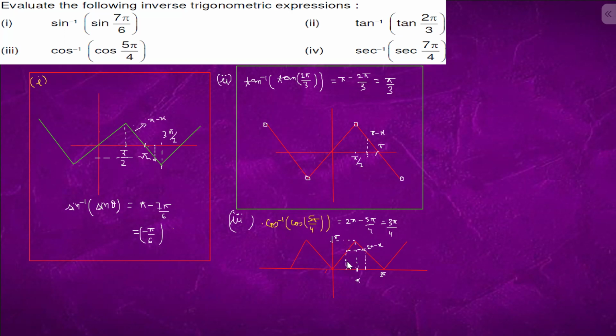Or if we go with cos 5 pi by 4, we'll get pi plus pi by 4, which is minus cos pi by 4, which is minus 1 by root 2. At minus 1 by root 2, what are we getting? It is cos 3 pi by 4, pi minus pi by 4. So we can go that way also.